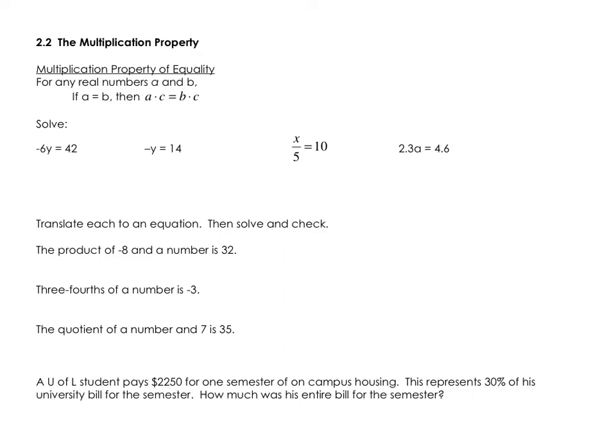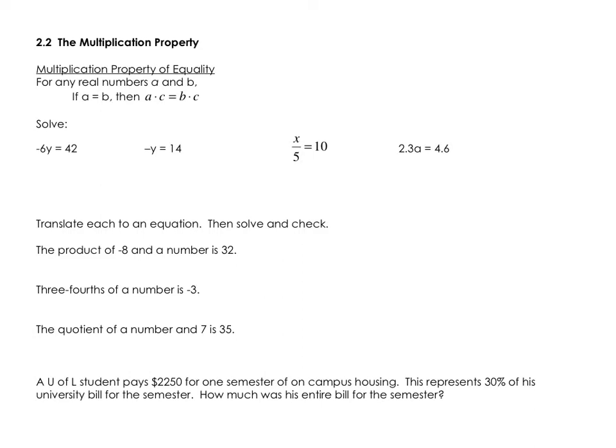Section 2.2, the multiplication property. So the multiplication property of equality is, if you have A equals B, then you can multiply both sides of the equation by some other number, such as C. So if A equals B, then A times C equals B times C. And A, B, and C have to be real numbers.